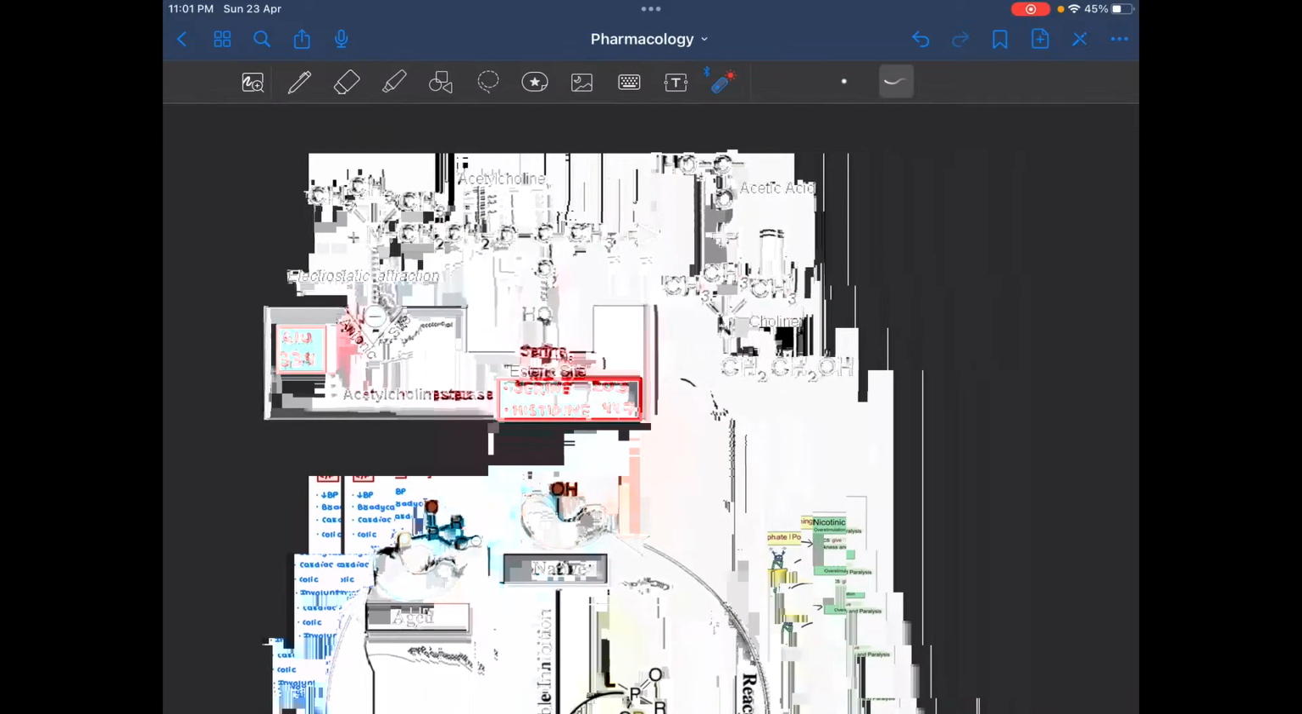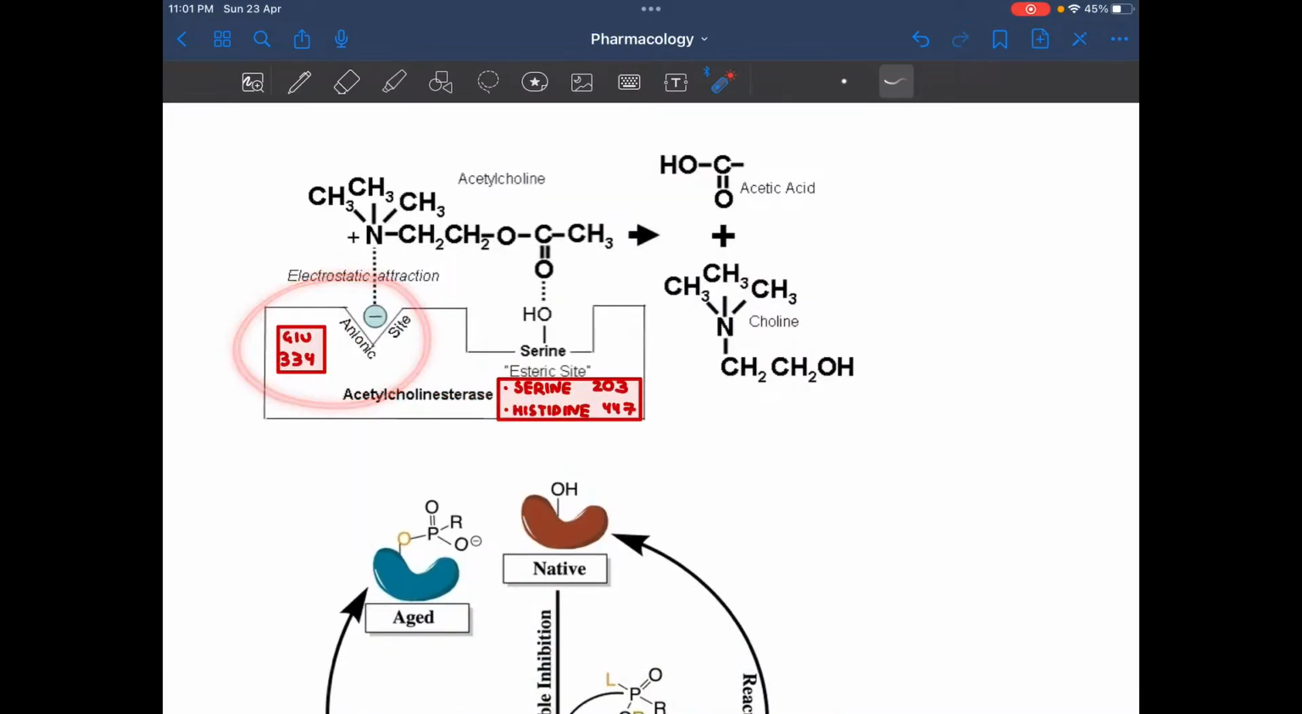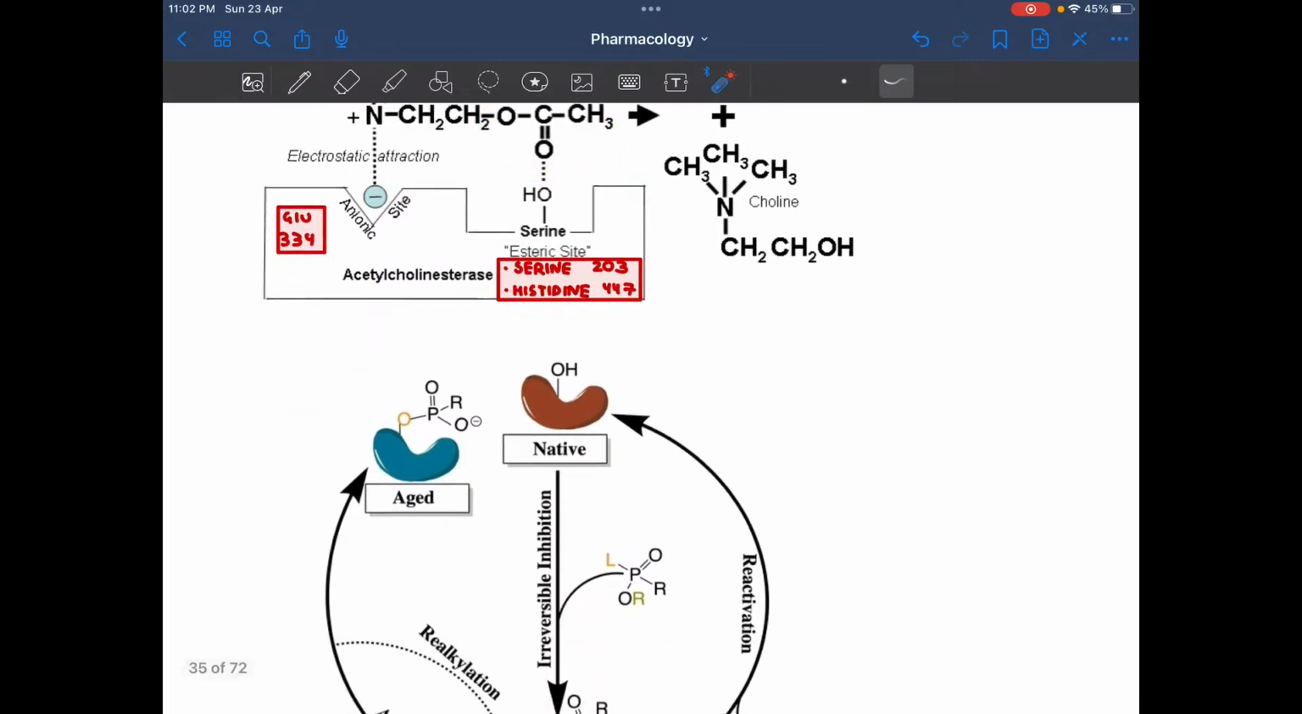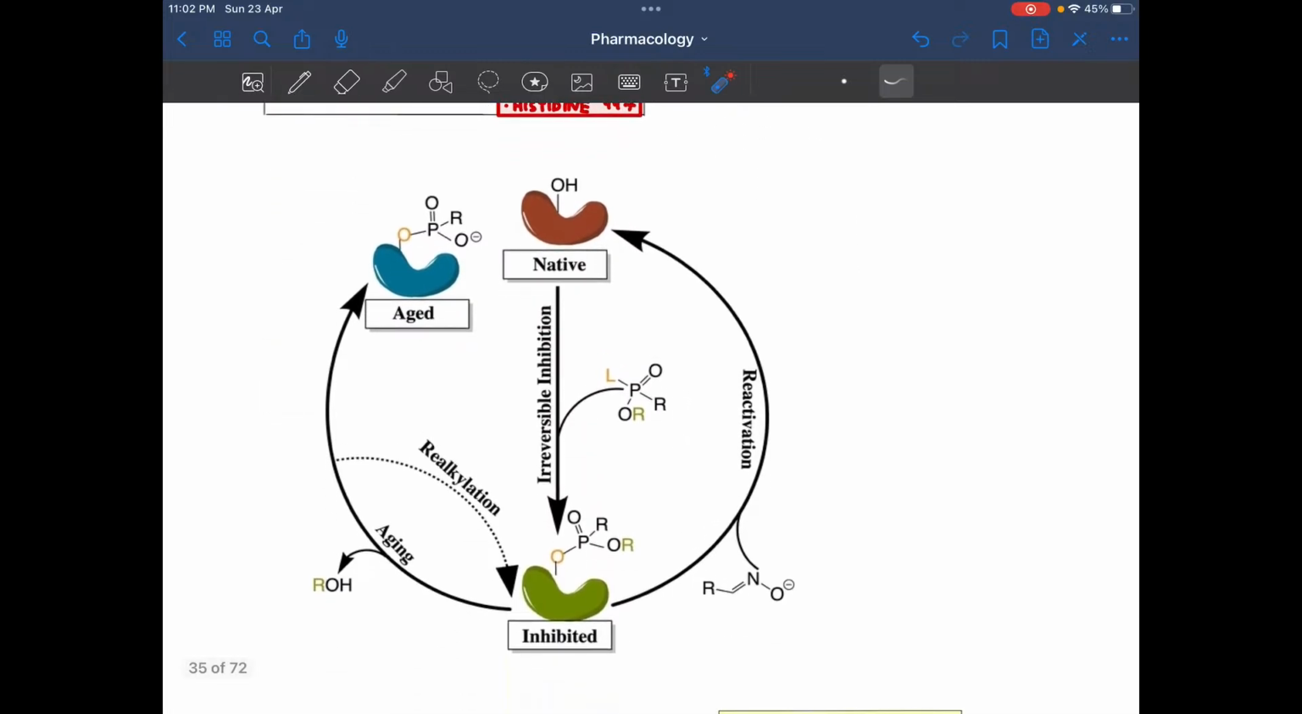All right. So this guys we know कि हमारे anionic site पे हमारा glutamate present है and हमारे esteric site पे हमारा serine present है. And this is how the acetylcholine molecule was getting hydrolyzed. जो हमारा ester bond था यहाँ पे, ये जो हमारा ester bond है, ये वो break हो रहा था. ठीक है. And this is what I am talking to you guys about.